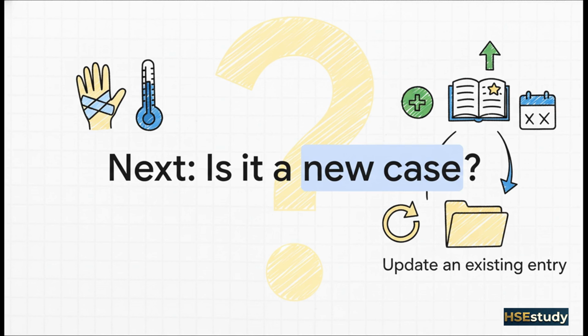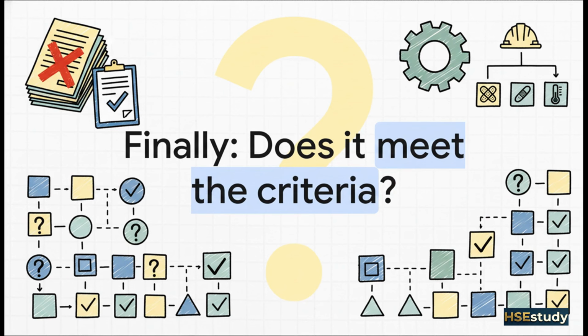The second test is straightforward. Is this a new case? You only record new injuries. If an employee is just dealing with symptoms from an injury you already have on the log, you don't start a new entry. You would just go back and update the original one if, say, they needed more days off. So, if you've got a new work-related case, there's one last hurdle. It has to meet at least one of OSHA's specific recording criteria. This is really where the rubber meets the road in your decision-making.